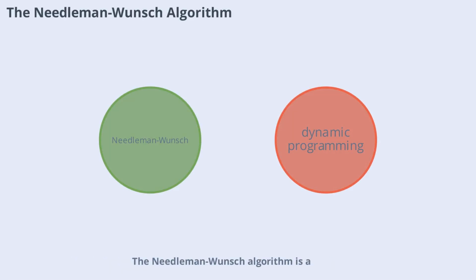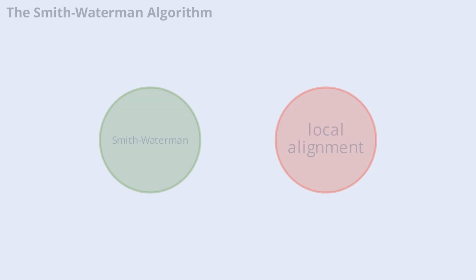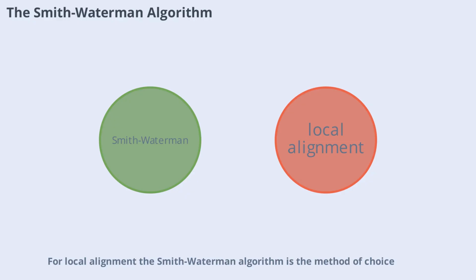Needleman-Wunsch algorithm is a dynamic programming approach for global alignment. It systematically explores all possible alignments, filling in a scoring matrix to find the highest scoring path from start to finish. This guarantees an optimal alignment, though it can be computationally intensive for very long sequences. Despite its age, it remains a gold standard for global alignments. For local alignment, the Smith-Waterman algorithm is the method of choice.